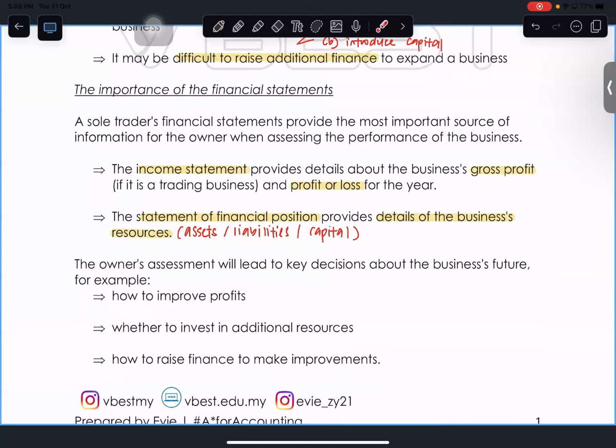And then actually why do we need to do these kinds of things? This kind of assessment can lead you to think whether you need to improve your profit or how to improve it, whether you need to invest any additional resources, or maybe you need to raise finance or not. These are all the things that you can get from the financial statement to see how your company is performing. Then we do adjustment, do improvement. That's the thing you need to do.